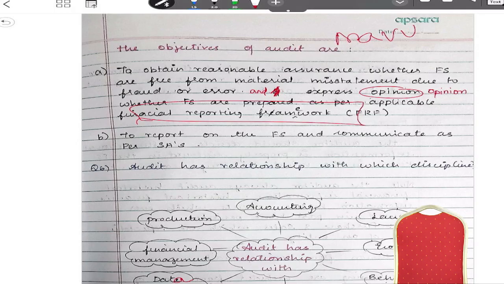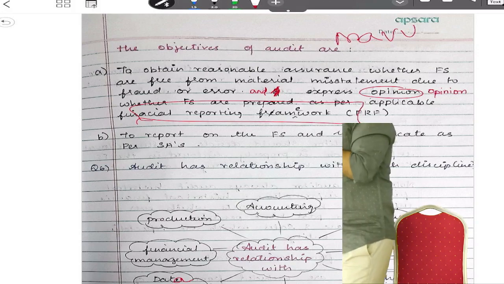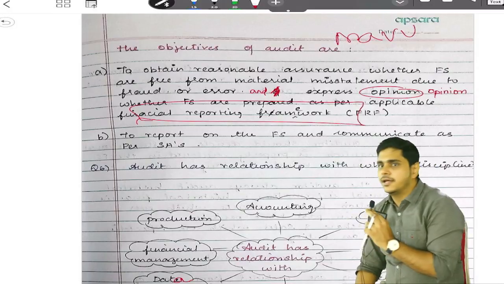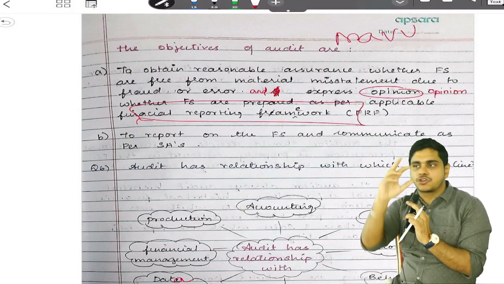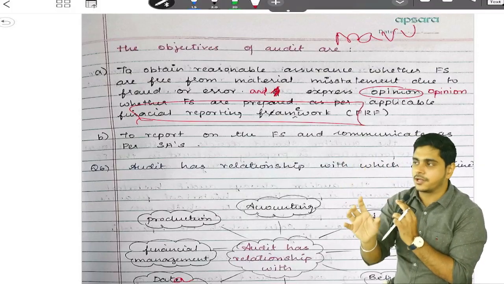To some companies, you must have heard about Ind AS. To listed companies, Ind AS is applicable, Indian Accounting Standards. In CA Final, you will be learning Ind AS. So that Ind AS becomes FRF. Like banking company, Schedule 3 is not applicable. They have their own format. So that becomes the FRF.